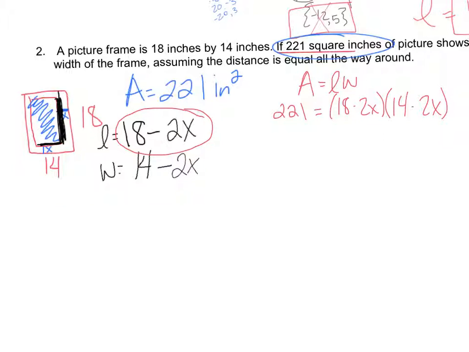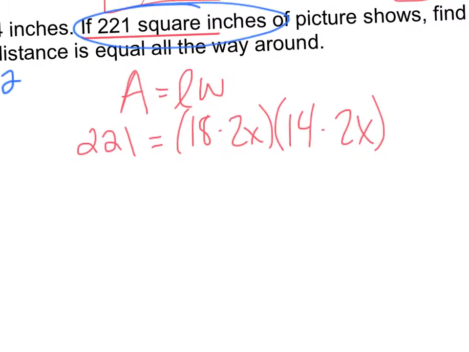So now I need to solve this. In order to solve, I have to distribute these. So this is two binomials multiplying together, so I'm going to use FOIL. So 18 times 14, and then outside, inside, last. So let me just back up a little bit.